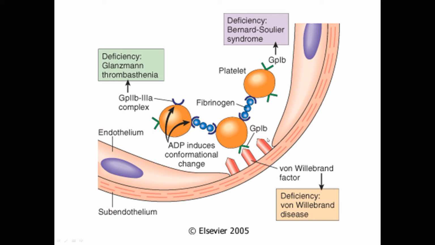Adhesion is disordered also in another inherited syndrome. This is the Bernard-Soulier syndrome with defective ligand, glycoprotein 1b, or in another deficiency, the aggregation is defective because of the defective ligand, the complex glycoprotein 2b, 3a binding to the fibrinogen.